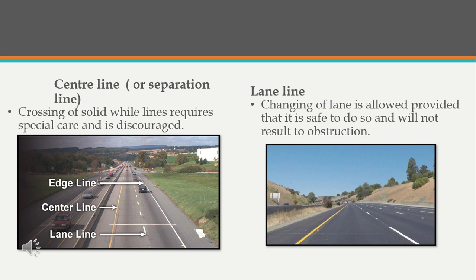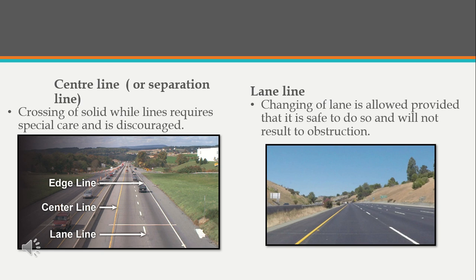Next is the lane line. While the center line separates opposing streams of traffic, the lane line separates the traffic flow in the same direction. Changing lanes is allowed provided that it's safe to do so and will not result in obstruction. When changing lanes, it should be safe and you must not block other drivers.